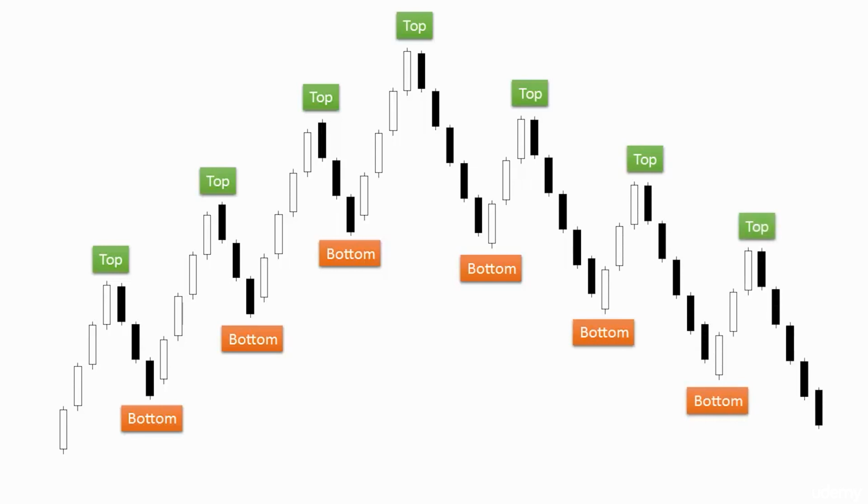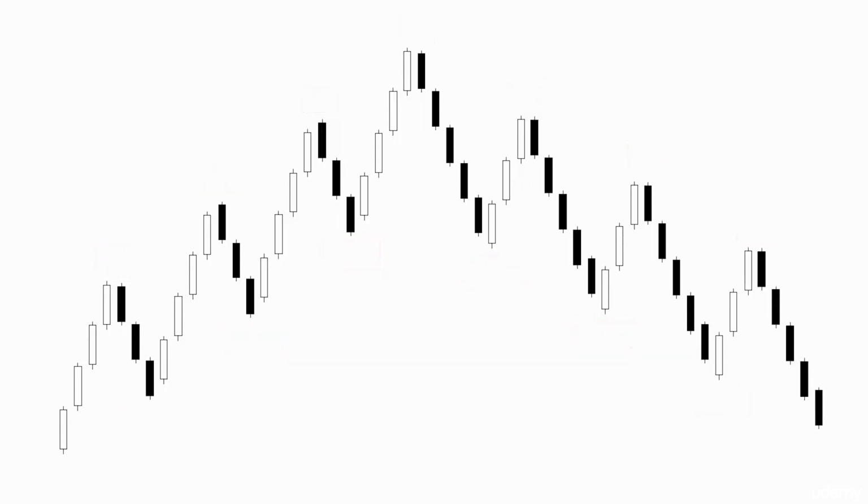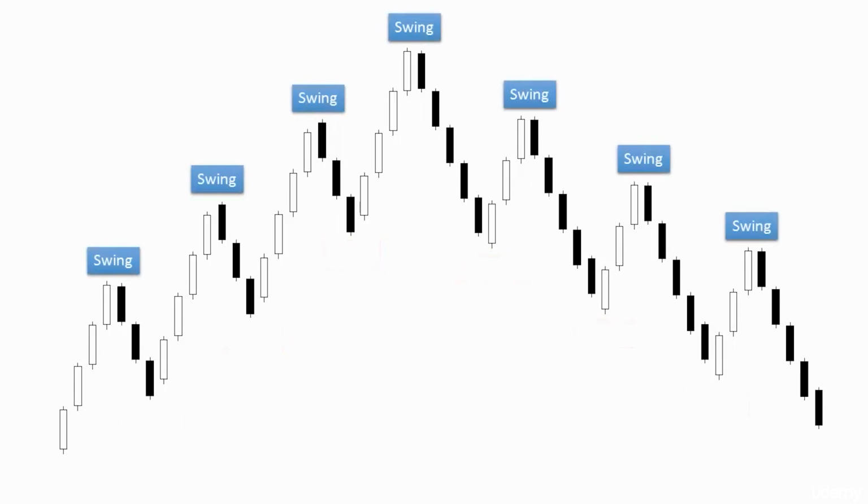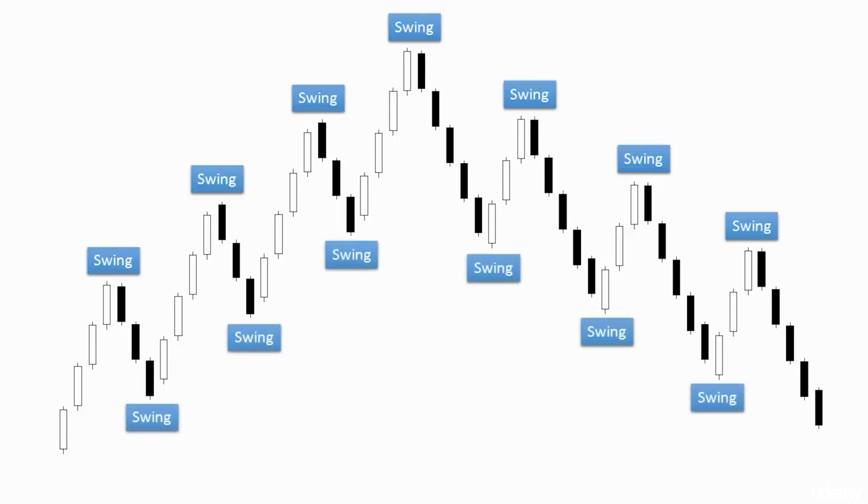If the top of a trend is a valid top, then we call this a valid swing point. And if the top is an invalid top, then we call this an invalid swing point. Likewise, if the bottom is valid, then we call this a valid swing point, and if the bottom is invalid, then we call this an invalid swing point. So all the tops and bottoms, either valid or invalid, we will call swing points.